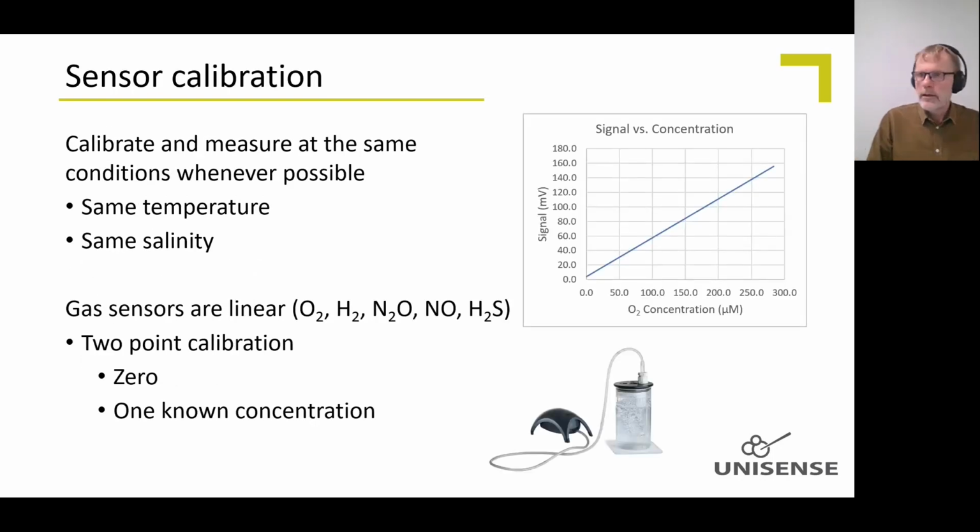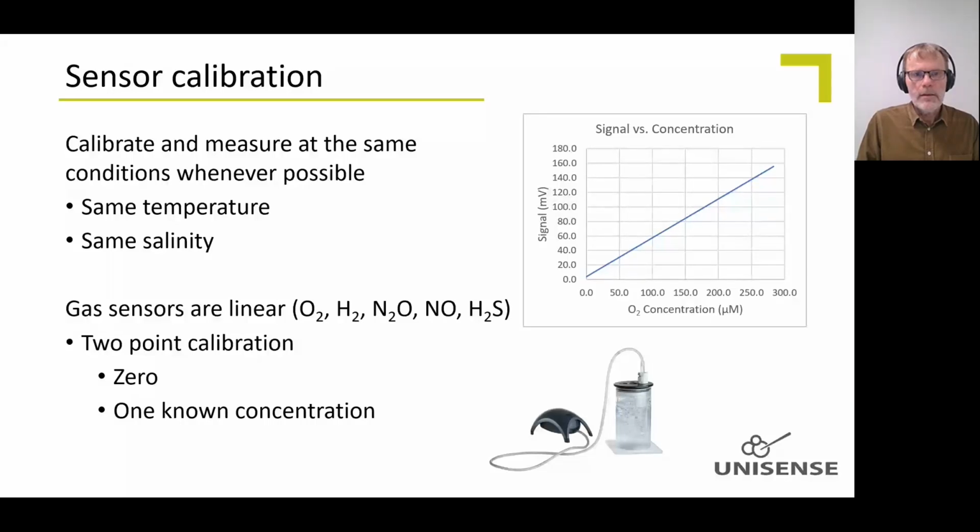So to get started with the calibration. When you do a calibration, you want to establish a relationship between a sensor signal and a concentration. And this is what you do in a calibration. So the simple way to do this is to always calibrate and measure at the same temperature and the same salinity, because then you don't need to consider any compensations.